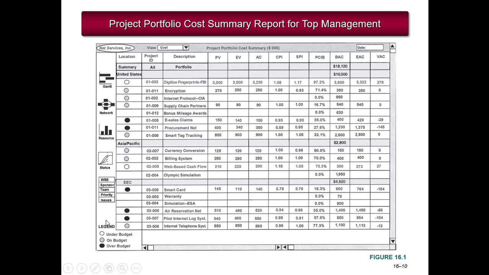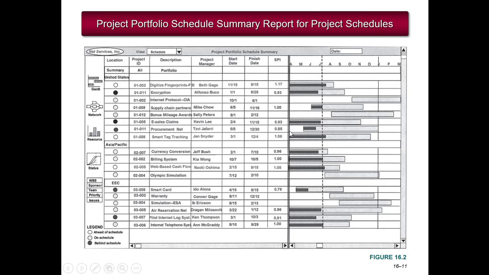So this is an example of a project portfolio cost summary report for top management, where they're looking over all the projects performed in all regions by their ID descriptions and the measures. And this is a version for a schedule so that they can see exactly where each project is in the timeline.